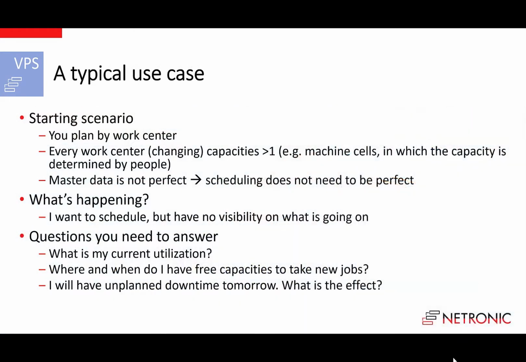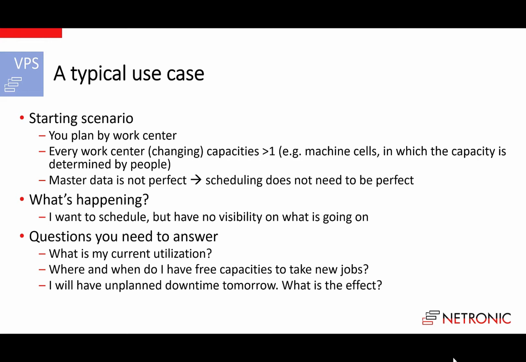The use case is the case of a smaller manufacturing company which gets along well with the standard manufacturing capabilities that Business Central offers. The company plans on work center level, and each work center has a different capacity. The capacity is determined by people and their availability rather than by machines. Also, the company's master data is far from perfect, and hence scheduling must not be perfect at all, but visual, hands-on, and easy. This is also the biggest challenge.